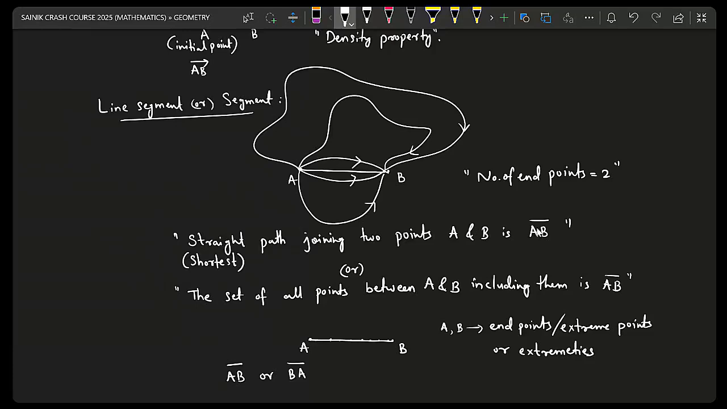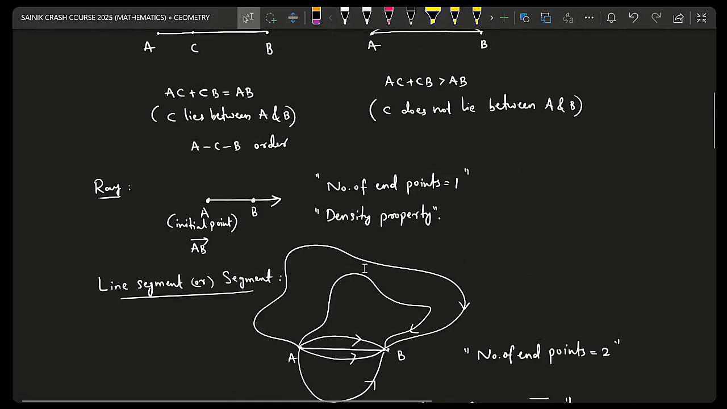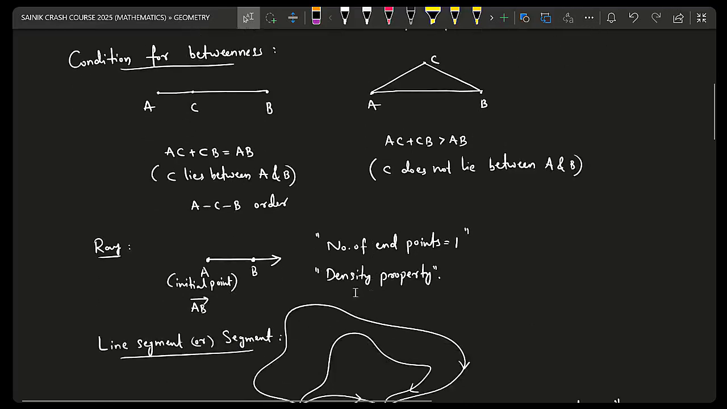See, Sanvi, it's very simple. Condition for betweenness: there are 2 points A and B. I have a point A here and a point B here. I want to check whether a point C lies between A and B or not. So what is the condition I have to check? If I add AC and CB, am I getting AB or not? We should check. If it is equal to AB, then definitely C lies between them.